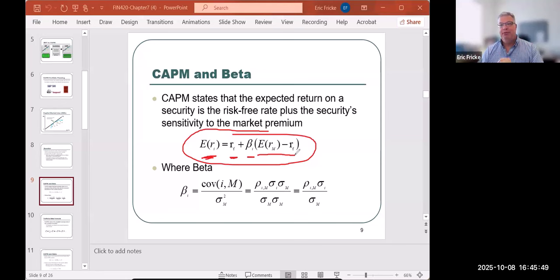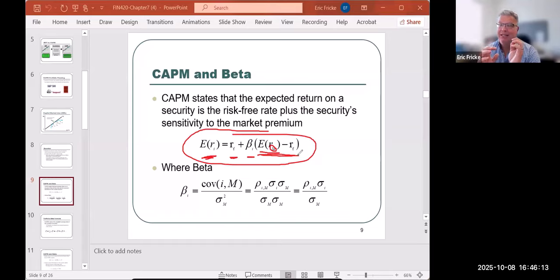So the market risk premium is the amount of the return from the market. You see the little M right here? The amount of return of the market above the risk-free rate. So it's the return of the market minus the risk-free rate. That's the market risk premium. And you multiply that by beta, and it tells you the expected risk premium on the stock.